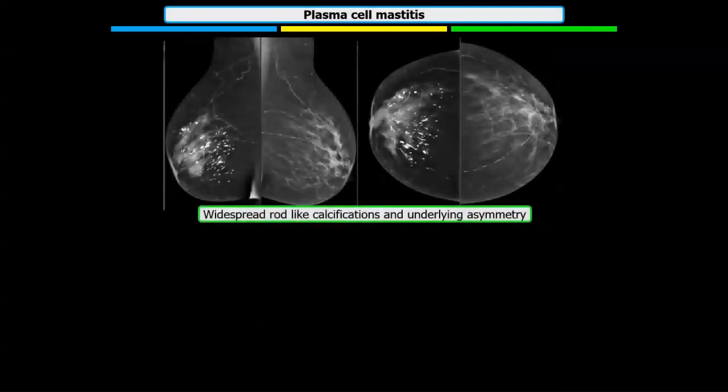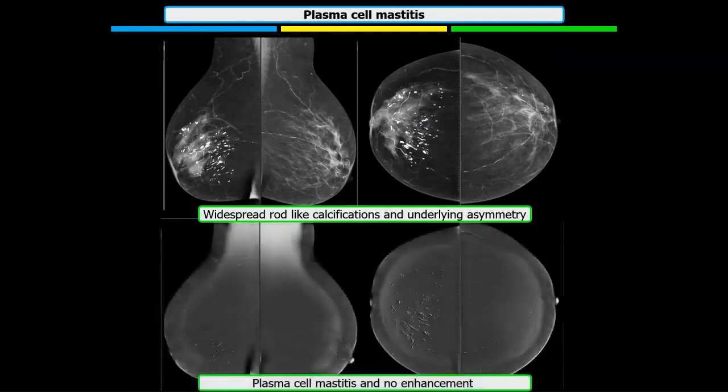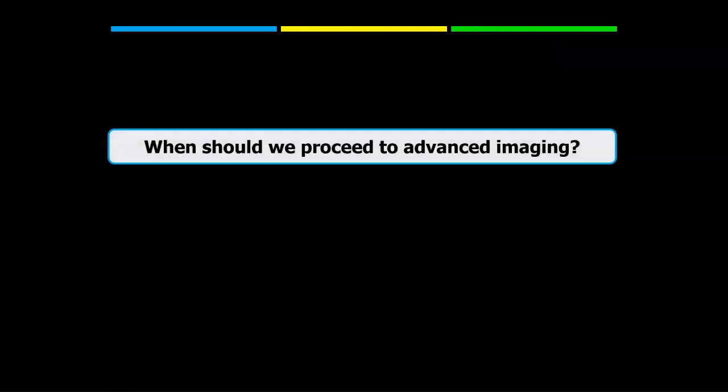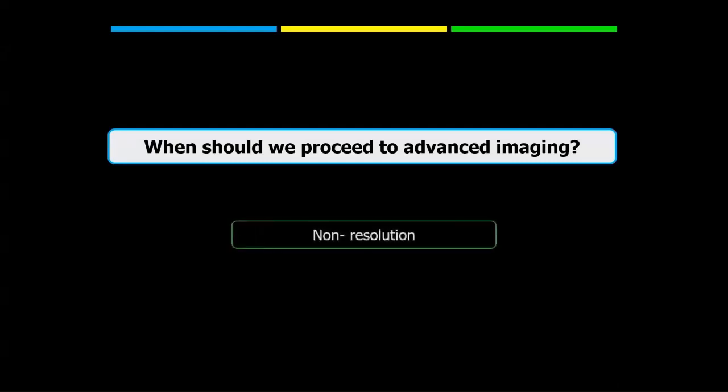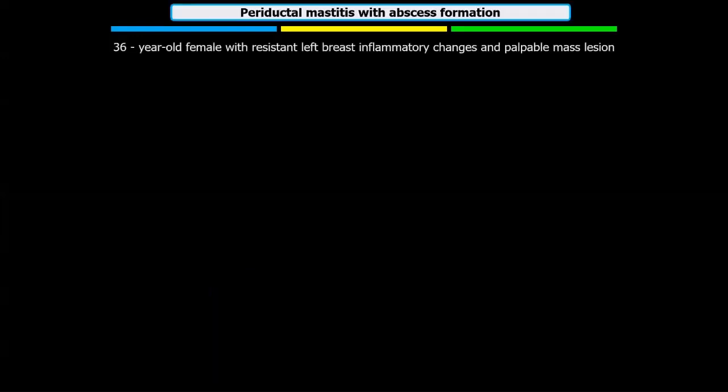This is a case of a typical appearance of periductal mastitis with the calcifications, rod-like and lucent-centered calcification. But because the calcification was associated with a focal asymmetry of the left breast, we performed the contrast mammogram in this case, and it was informative to exclude any underlying malignant pathology. The question is, when should we proceed to advanced imaging in cases of periductal mastitis? We should proceed whenever we have non-resolution or whenever we suspect underlying malignant pathology.